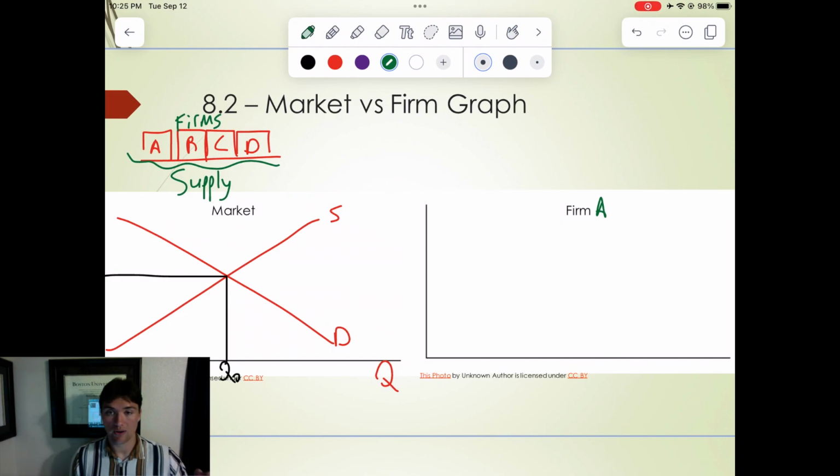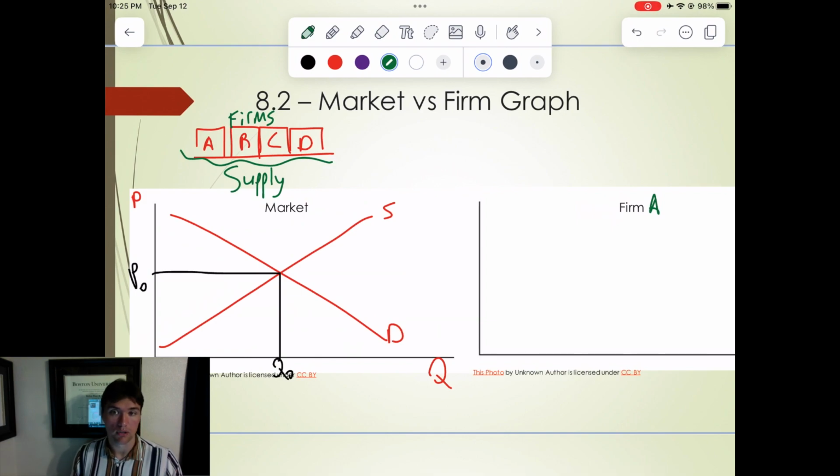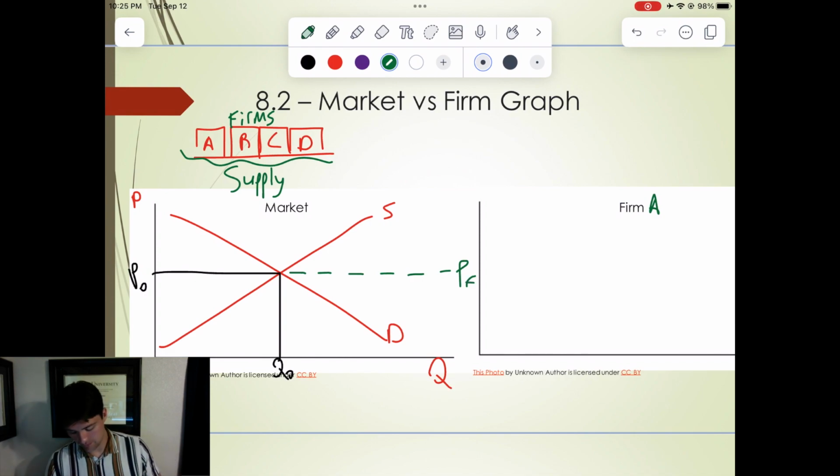All right, so what do we know about a perfect competition? They are price takers. So they take the market price. What that's going to look like is this. We're going to go a straight line across, and that's going to be the firm's price. Let's call it PF for the firm.